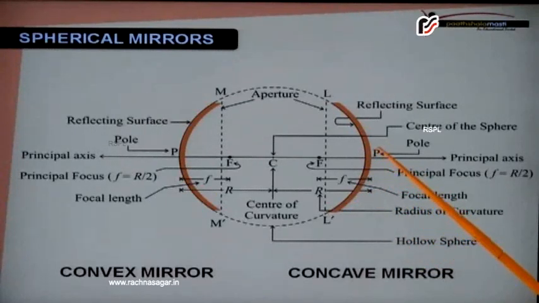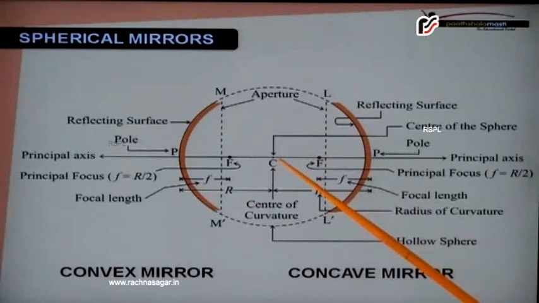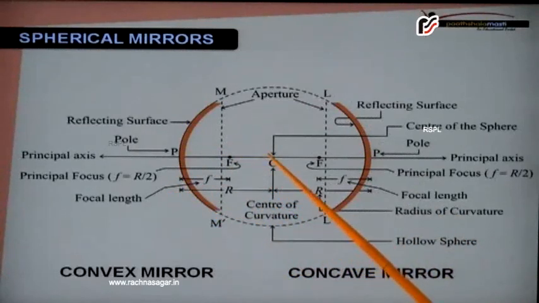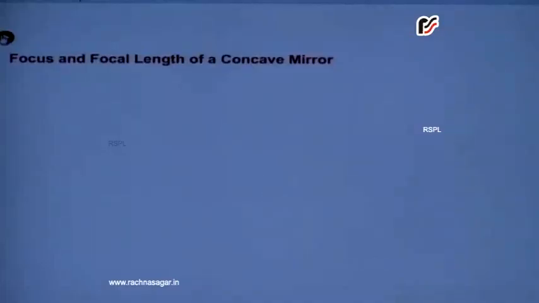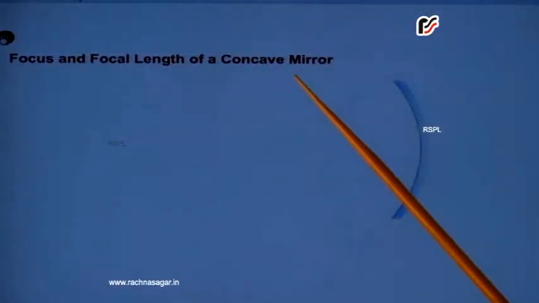Radius of curvature. The distance between the P and C, or the radius of this hollow sphere, is known to be the radius of curvature for concave mirror and for convex mirror. Focal length. The distance between pole and focus is known as focal length. We are discussing the focus and focal length of mirror. Here, the focus and focal length of a concave mirror.